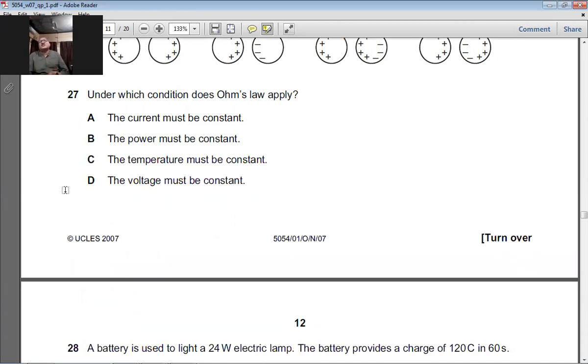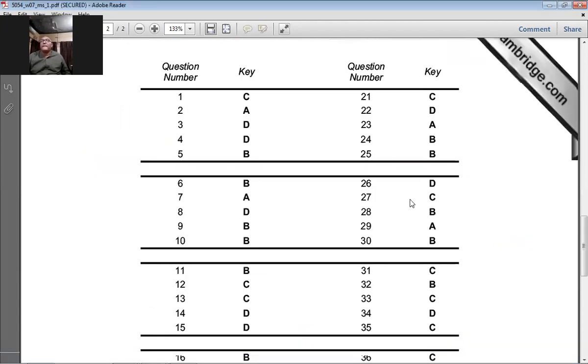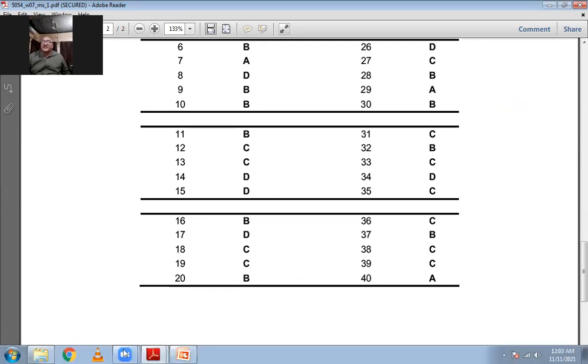Under which conditions does Ohm's law apply? Ohm's law says that the voltage used or consumed by a resistor is directly proportional to the current flowing through it, provided that the other physical conditions, especially the temperature and the resistance, do not change. Must the current be constant? No. Must the power be constant? No. Must the temperature be constant? Yes. The temperature must be constant, and the voltage must be constant. C is the right choice. Question number 27, C is the right choice.